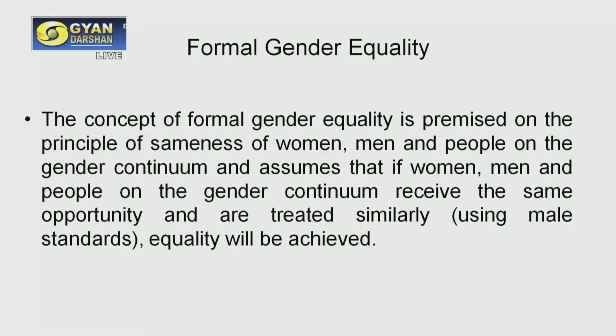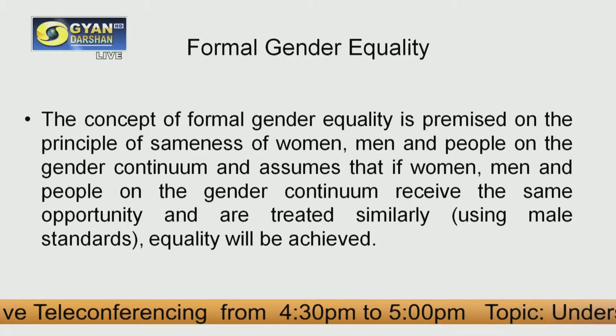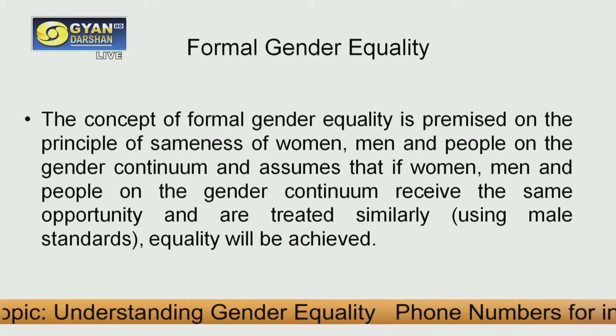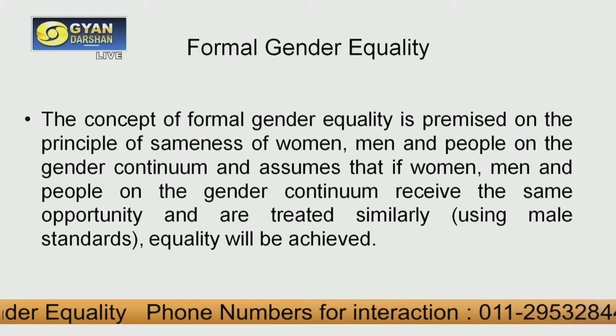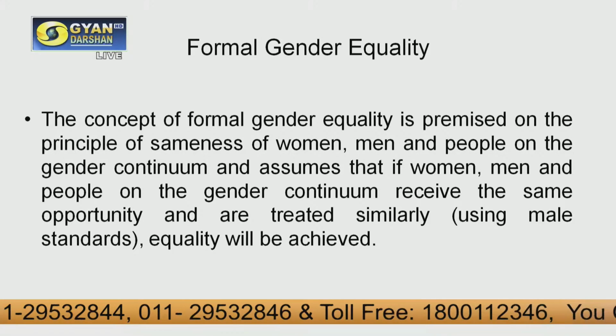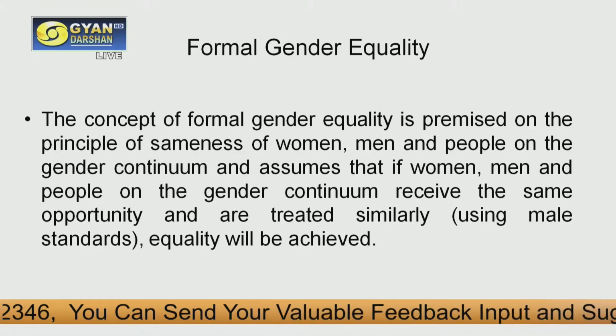That is the point. When I showed the picture, there are two types of equality: one is formal equality, another is substantive equality. The concept of formal gender equality is premised on the principle of sameness of women, men and people on the gender continuum, and assumes that if women, men and people on the gender continuum receive the same opportunity and are treated similarly, equality will be achieved. This is the assumption. We assume that we are giving opportunities to men, women and other genders, and that with that opportunity they equally benefit and equality will be achieved.